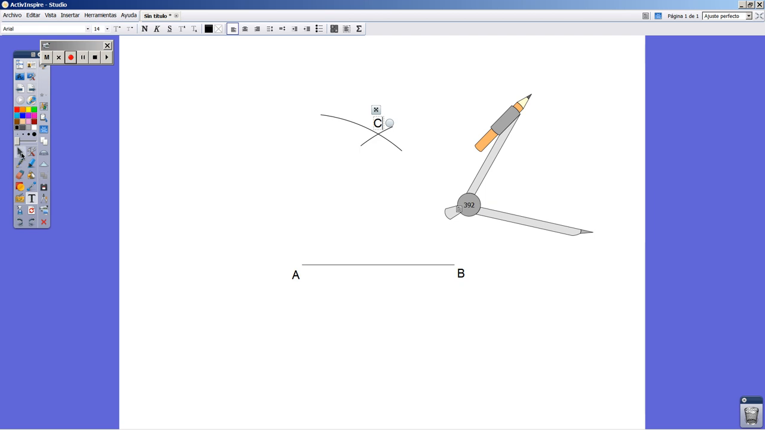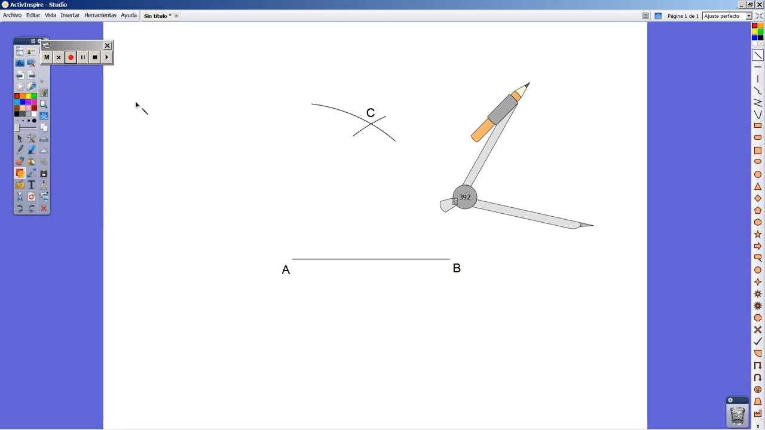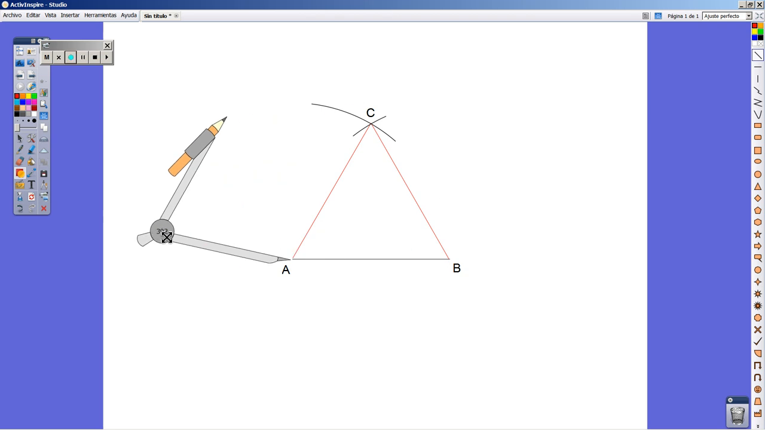It's a very good practice, and I always recommend you to label all the points. Then you're going to take the straight edge, and you're going to join these points A to C and C to B. Well, in order to finish, I recommend you to check that everything is okay.